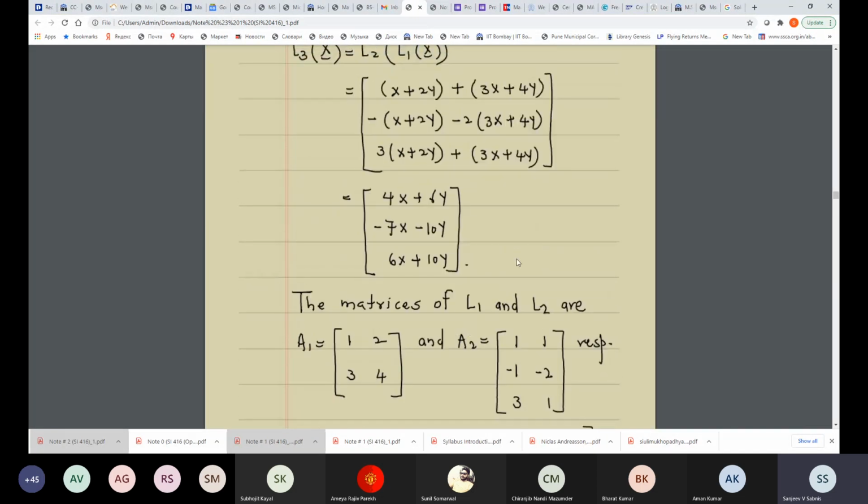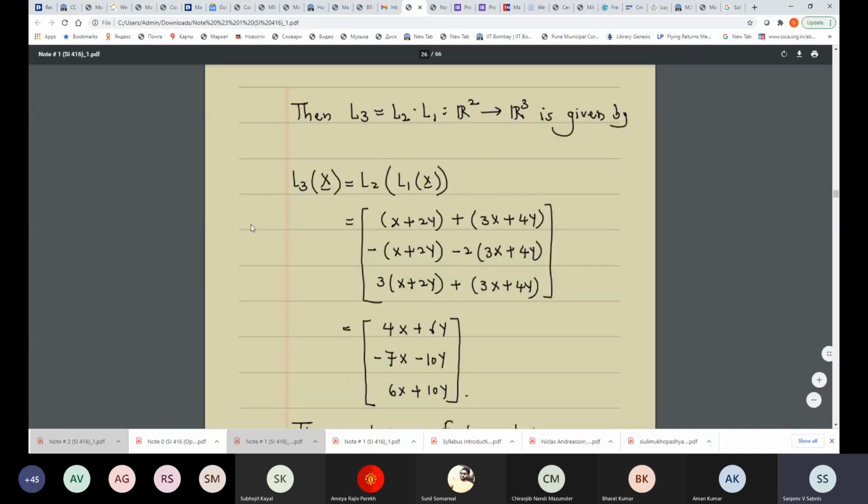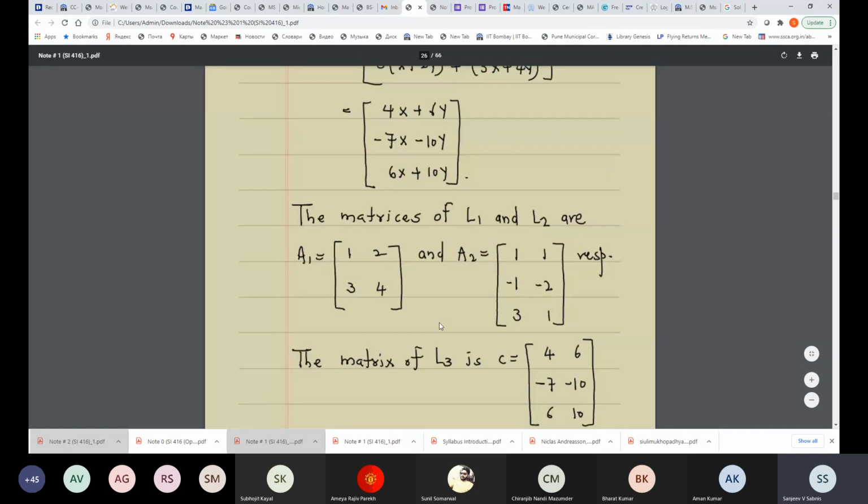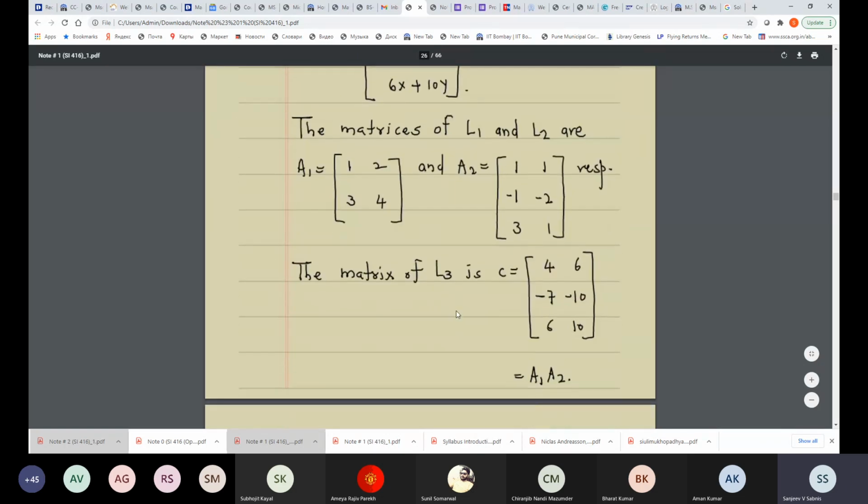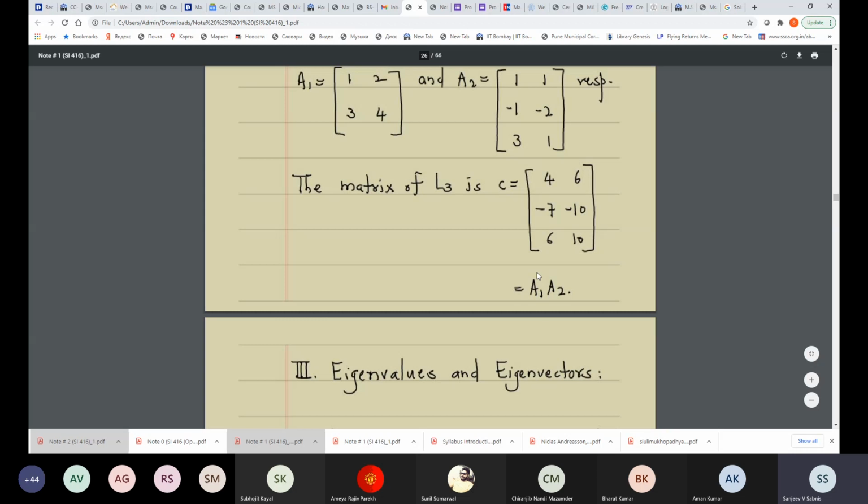The point is that the matrix corresponding to L3 is obtained by A2 times A1, and it's given by this. This is wrong. There's a typo here. This must be A2 times A1 because A2 is, let's say, 3 cross 2, and this is 2 cross 2. I'll correct this.